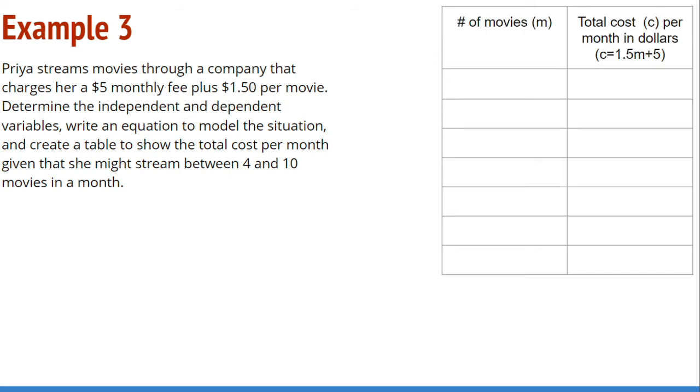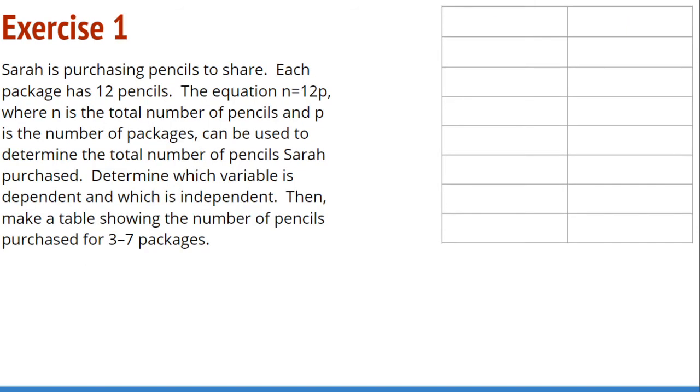All right, complete the table. I've already done that. All right, looking at a few exercises here. Sarah is purchasing pencils to share. Each package has 12 pencils. The equation n equals 12 times p, where n is the number of pencils and p is the number of packages. So this n here is the total number of packages. And this is the total number of pencils. Okay. Can be used to determine the total number of pencils Sarah purchased.